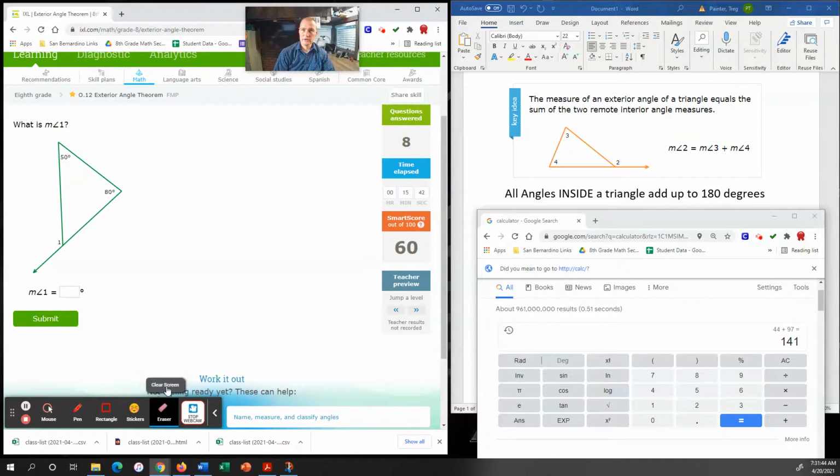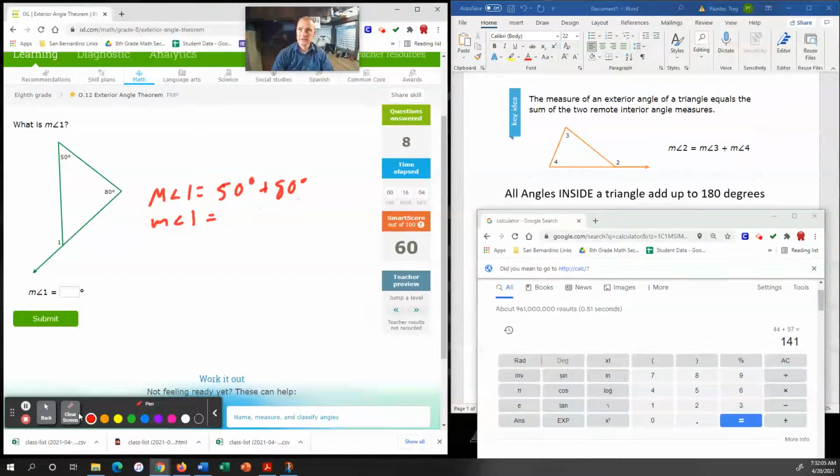All right, another straightforward problem. We're looking for the exterior angle here, and we have our 2 angles directly across. So we can just simply find measure of angle 1 is equal to 50 degrees plus 80 degrees. And because they're in base 10, that makes it easy. So 5 plus 8 takes us to 13. Add the 0, 130 degrees. Yeah, you like that trick, huh? All right, so measure of angle 1 is 130 degrees. So 130.